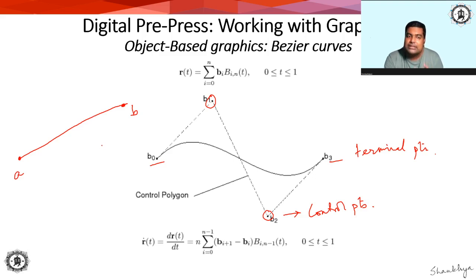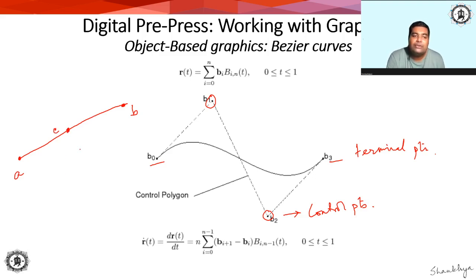In order to change the shape of this line, what is the minimum condition that I need to fulfill? Or if I want to convert this straight line into a curve, what is the minimum condition that I need to fulfill? I need to introduce a minimum of one point using which I can pull or push this curve. Let us say I have introduced one point in the middle. Let us say this point is C.